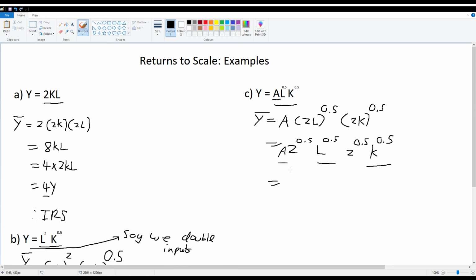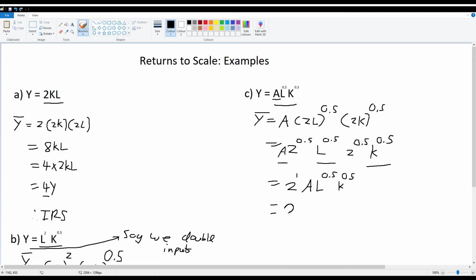Just have these 2's now. I'm going to bring 2 out the front. So it's 2 to the half multiplied by 2 to the half. We add those powers, get 2 to the 1, so 2, and then we're left with that. That's not meant to be a Z. Oh, it's 2. Sorry, poor handwriting. And then A, L to the half, K to the half. As we can see, that is just our original Y.